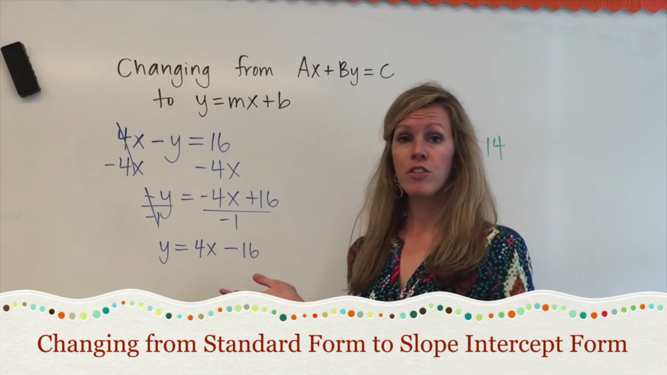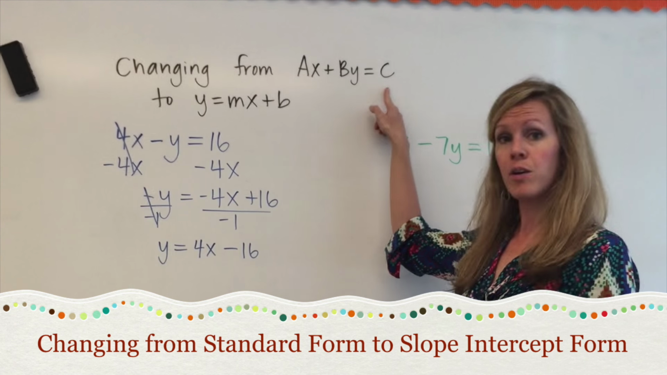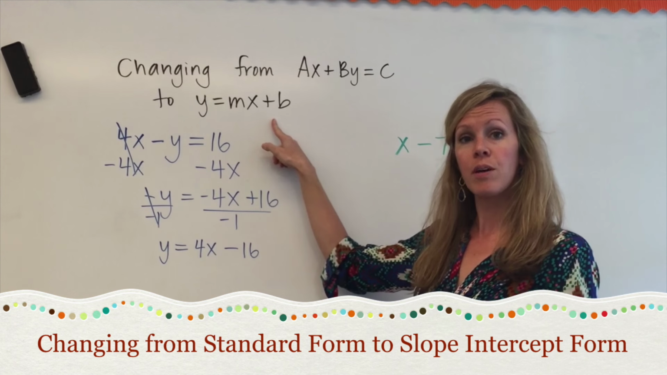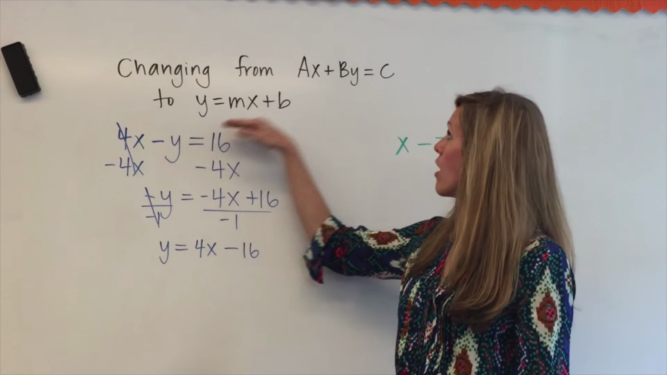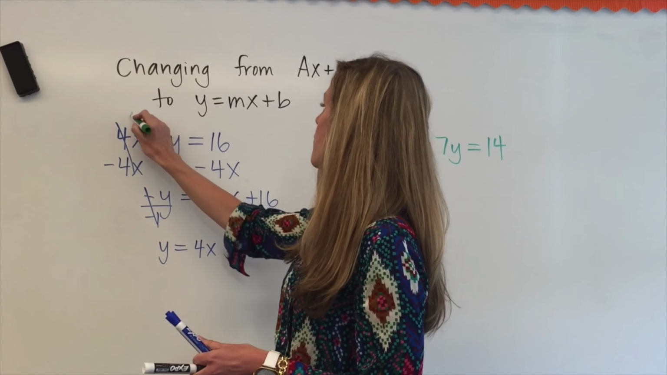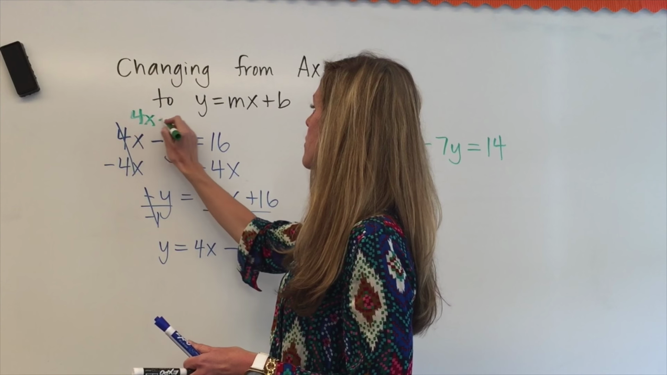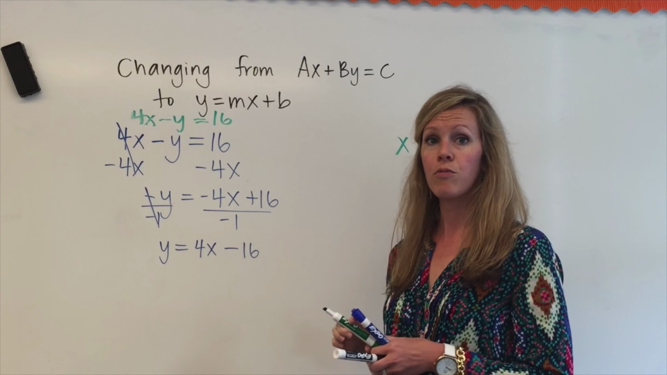The last thing we're going to talk about today is changing from standard form, ax plus by equals c, into slope-intercept form, y equals mx plus b. So, if we start off with an equation in standard form, which this one is 4x minus y equals 16. That's our starting equation in standard form.